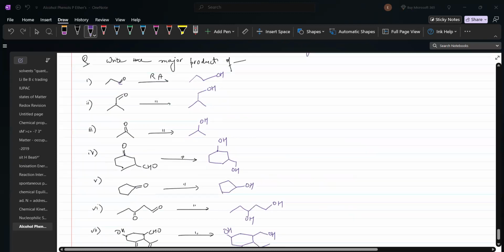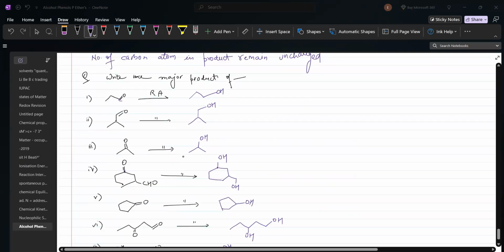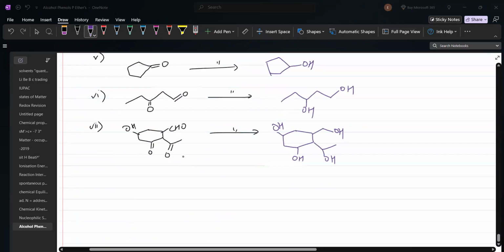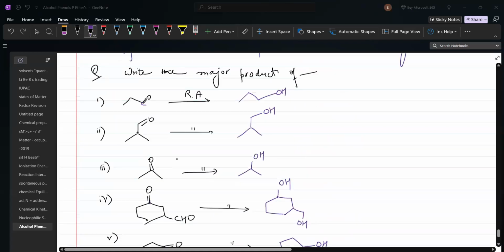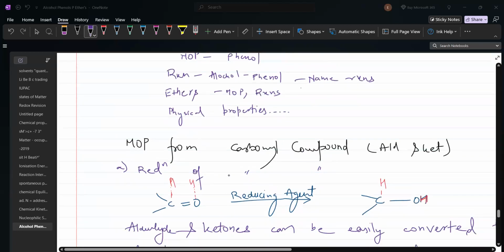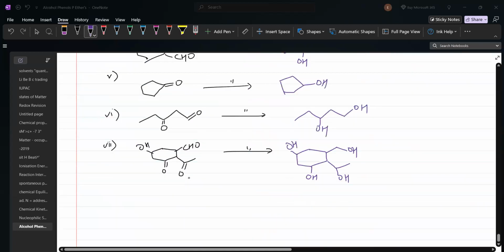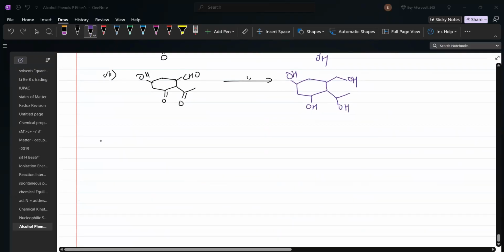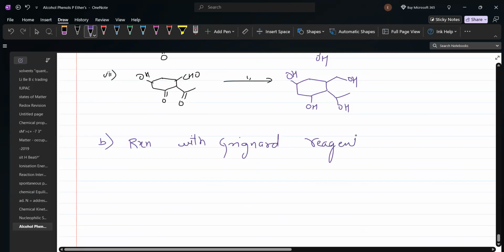So the reaction with reducing agents is completed. Now moving on. This one was reduction of carbonyl compounds. Second, what we are going to see here is the reaction with Grignard reagent. Using the Grignard reagent, we will convert aldehyde and ketone into alcohol.